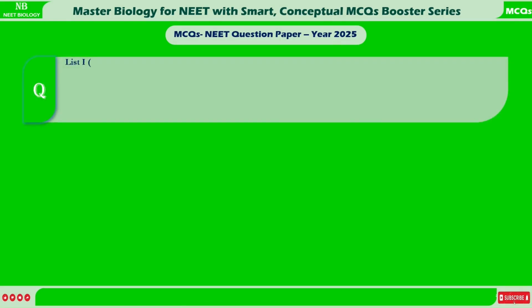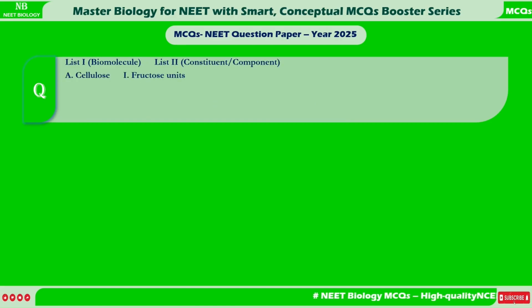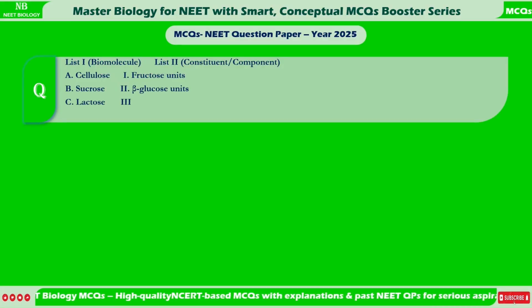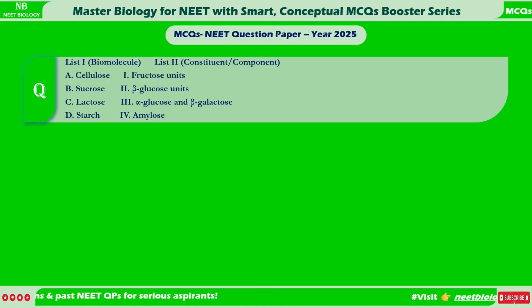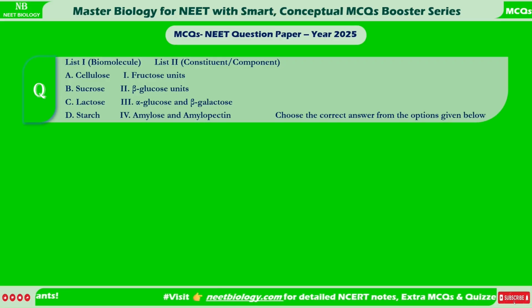Match List 1 with List 2. List 1, biomolecule. List 2, constituent component. A. Cellulose, 1. Fructose units. B. Sucrose, 2. Beta-glucose units. C. Lactose, 3. Alpha-glucose and beta-galactose. D. Starch, 4. Amylose and amylopectin. Choose the correct answer from the options given below.